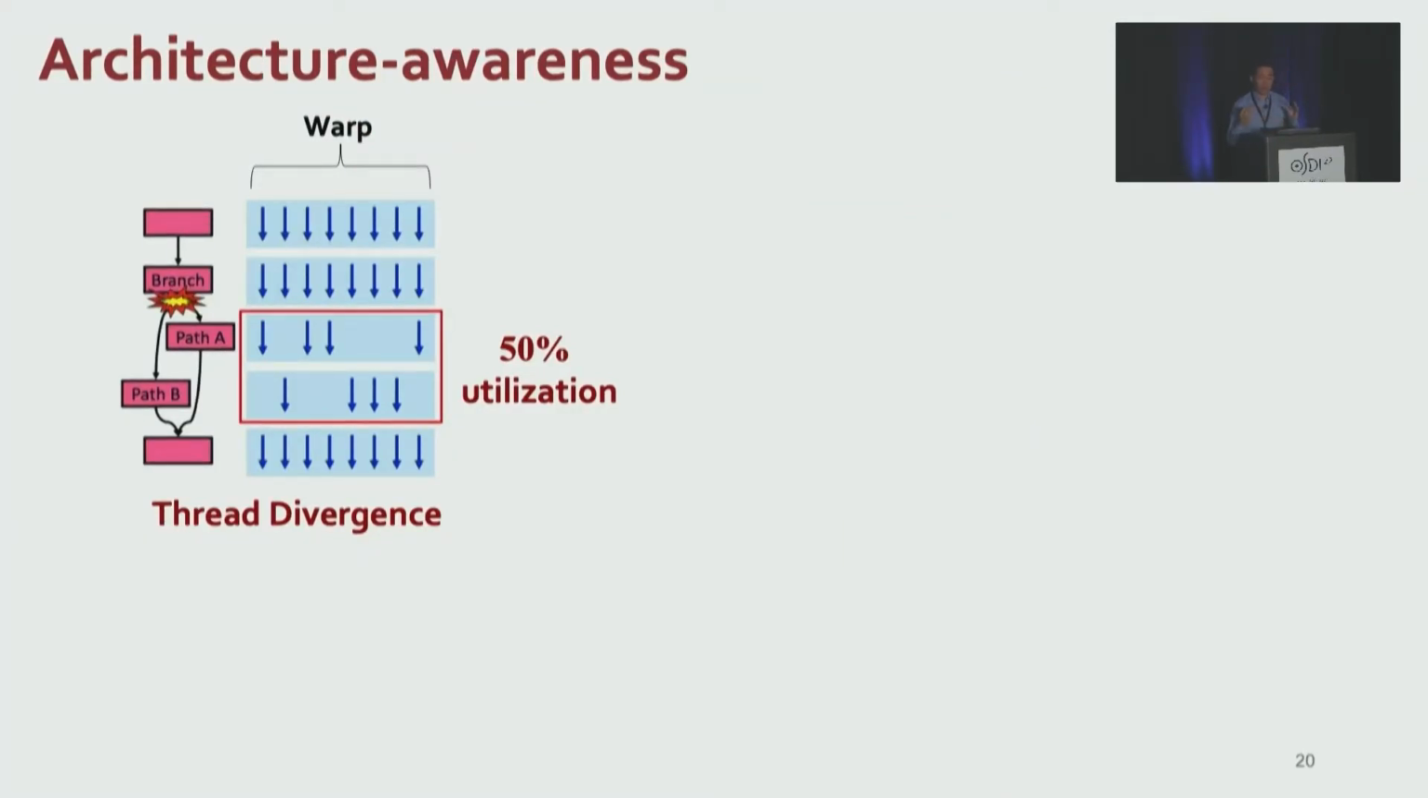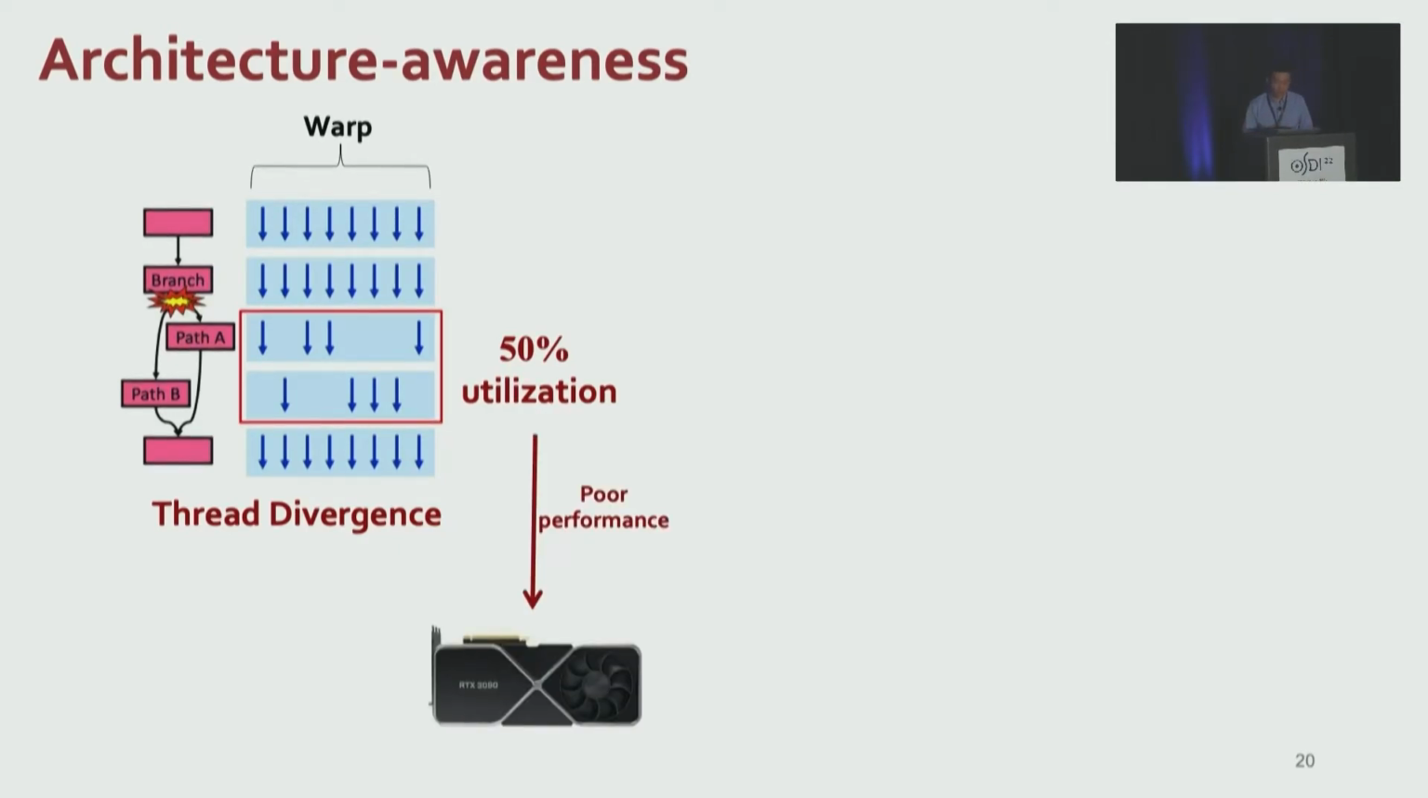To better understand the optimizations in our system, let me show you one example of how architecture awareness can help improve performance. We know that GPUs are vector machines that are good at regular algorithms like matrix multiply. But for irregular algorithms, there is a thread divergence problem. Suppose the program contains a branch, and some of the threads in the warp go to path A, other threads go to path B. Then in this case, the hardware utilization is only 50% and usually leads to poor performance on the GPU. This is known as the branch divergence issue.